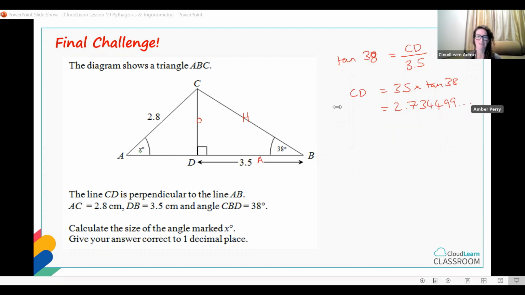We're not going to do any rounding at this point, because that's not our final answer. So we need to work with a lot of decimal places in that part. But now that we have CD, we can actually find the angle X there. So if you want to go ahead and type into the chat what you'd need to do next to find the angle X.